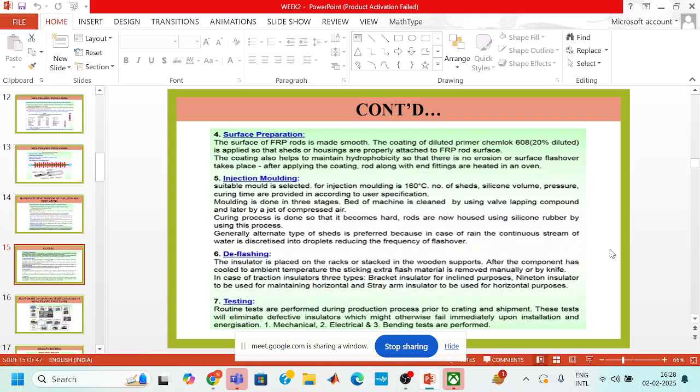So in case of traction insulators, three types of deflashing are done. First of all, bracket insulator for inclined purposes.